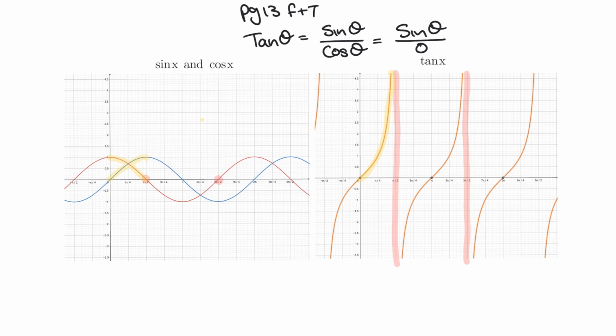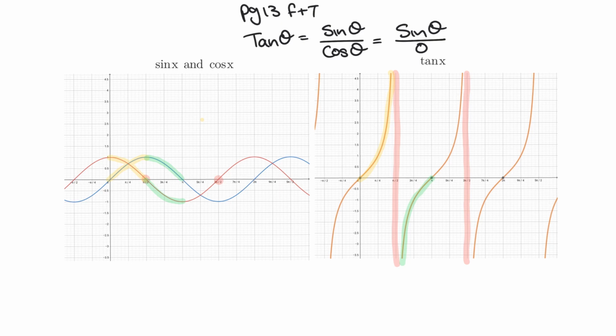So now let's look at my sine and cos graph between pi over 2 and pi. So sine is still positive, but cos is now negative, okay? And so between pi over 2 and pi, I have a positive divided by a negative. So I'm going to get negative, and therefore the graph of tan is negative between pi over 2 and pi.